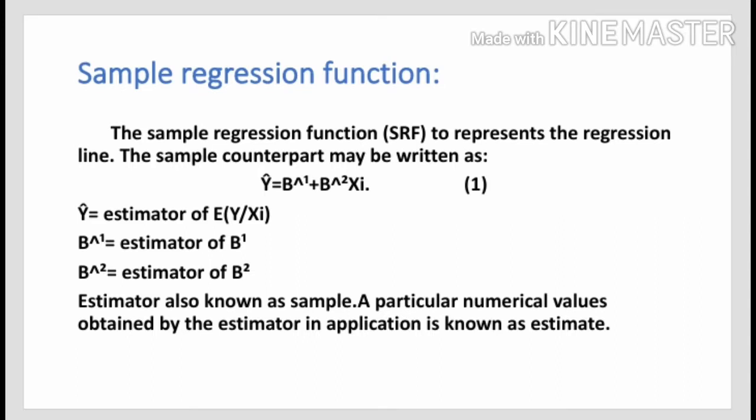The topic is the sample regression function. The sample regression function SRF represents the regression line. The sample counterpart may be written as y hat equals beta 1 hat plus beta 2 hat xi. Equation 1: y hat is the estimator of E(Y given X). Beta hat 1 is the estimator of beta 1 and beta hat 2 is the estimator of beta 2.